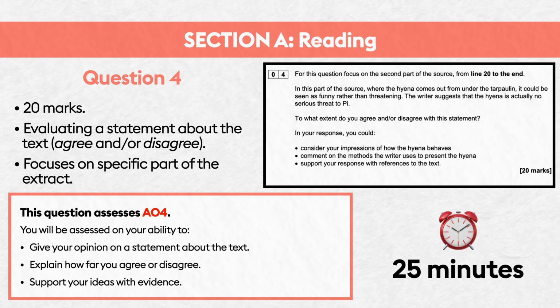Question 4 is worth 20 marks, making it the biggest question in section A. This question asks you to evaluate a statement about the text. You can agree, disagree, or do a bit of both. This question will usually focus on a specific part of the extract, so make sure you're using the right section of the text. This question assesses AO4, which means you're being assessed on your ability to give your opinion on a statement, explain how far you agree or disagree, and support your ideas with evidence.